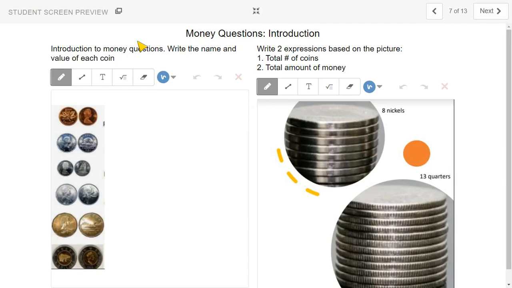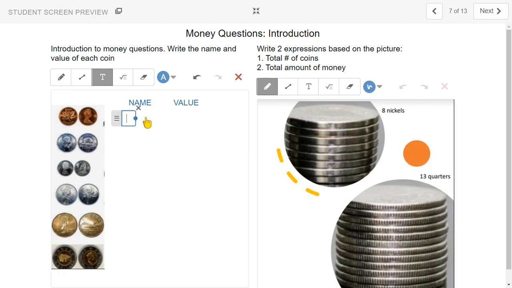Let's do some money questions, but before we do the questions, we need to have a good understanding of the background. Right, so we've got the coins here. We're just going to talk about the name and the value.